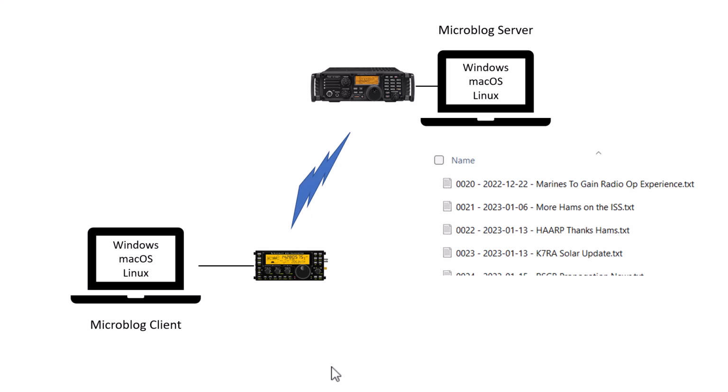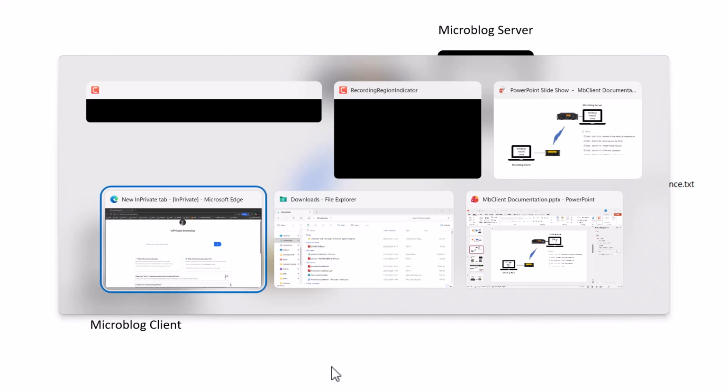Hi, this is a short video looking at how we install the Microblog Client, MbClient. I'm going to run through this quite quickly, but I'll cover both the installation of the software and a couple of configuration changes we need to make to JS8Call. So let's start with the JS8Call changes.